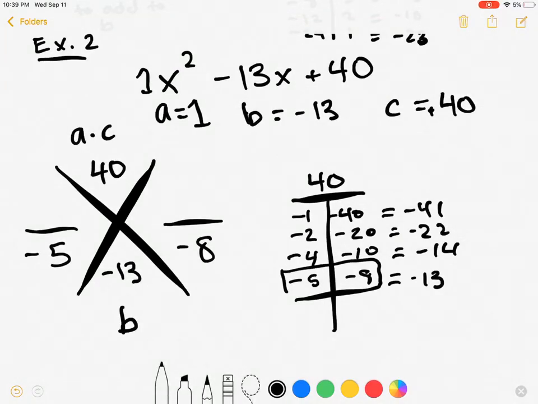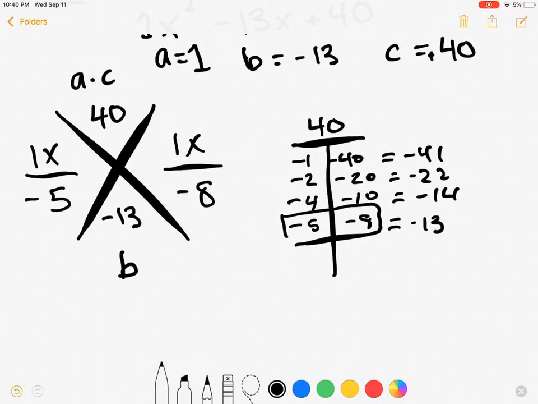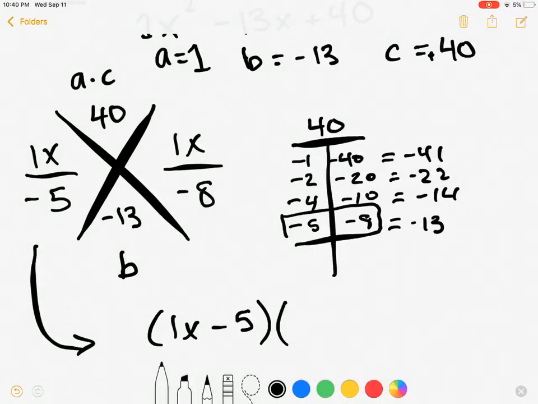Again, our variable term should be our a coefficient times the variable x, so we have 1x. That's the same variable term for both binomials. So our left binomial, we'll write this just below. 1x is our variable term. We know that negative 5 is our factor, or excuse me, our constant. So we've got 1x minus 5, multiplied by our other binomial, 1x minus 8.